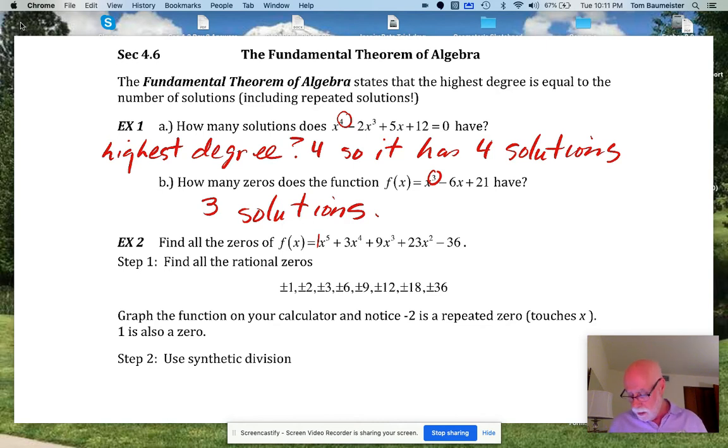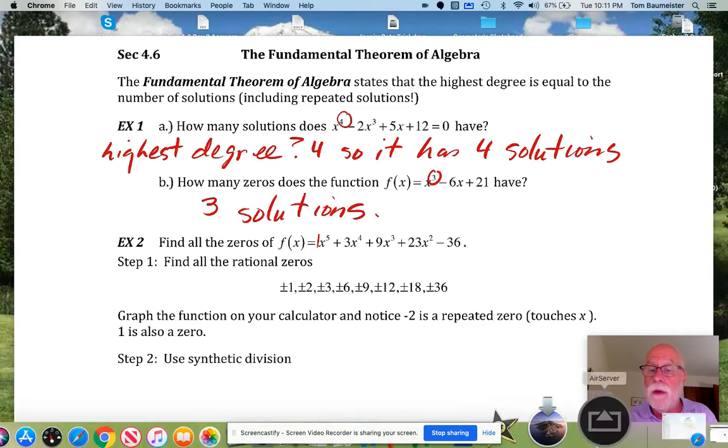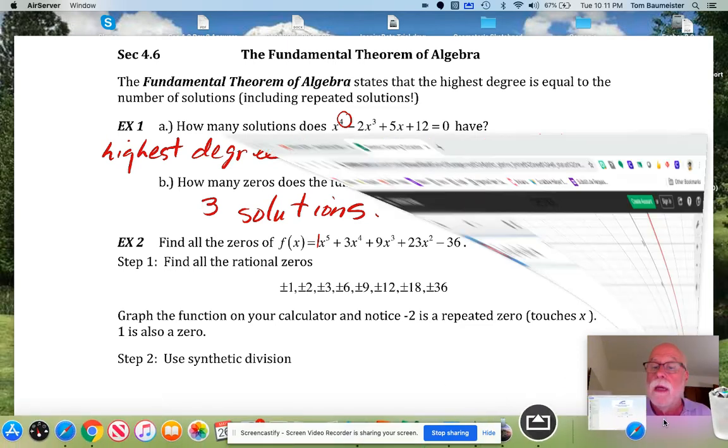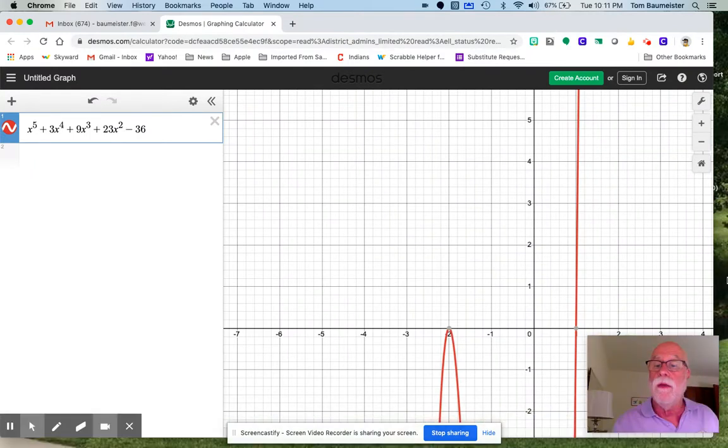So on something like this, again, what you should do is graph it. And I did graph it for you here. Let me just bring it up quickly so I can show you. There's the Desmos graphing calculator. And as you can see, it touches the x-axis at -2. So that means that we have a multiplicity there. Remember, it's an even function, so we're going to have 2 solutions there. And it looks like we also have another one at 1.